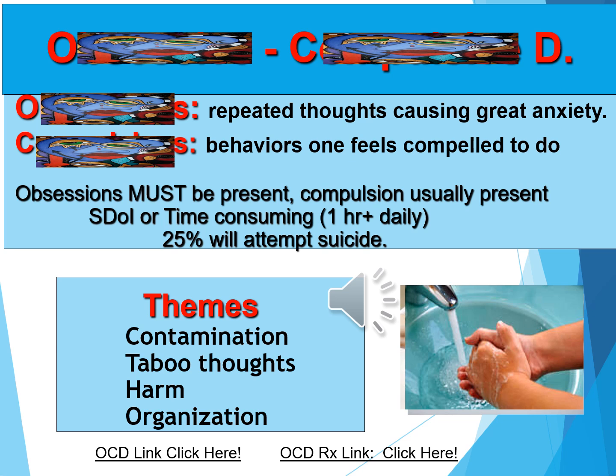Obsessions are repeating thoughts which cause the person great anxiety. Then what's a compulsion? The compulsion is behavior. So obsession thought, compulsion behavior, a behavior one feels compelled to do. You should note that in OCD, obsessions are a must. Compulsions are typically present, but not always. For this diagnosis, there must be significant distress or impairment. Impairment can often include excessive time spent on the compulsion, for example, an hour or more, or a lot more per day.